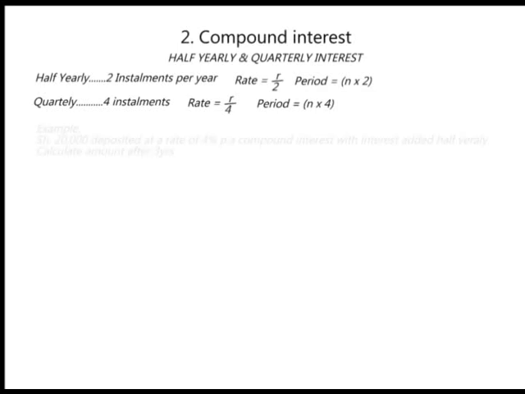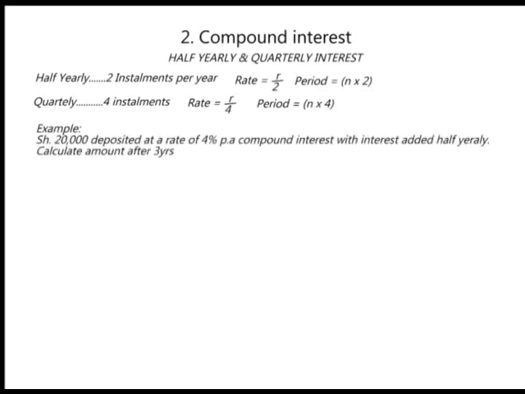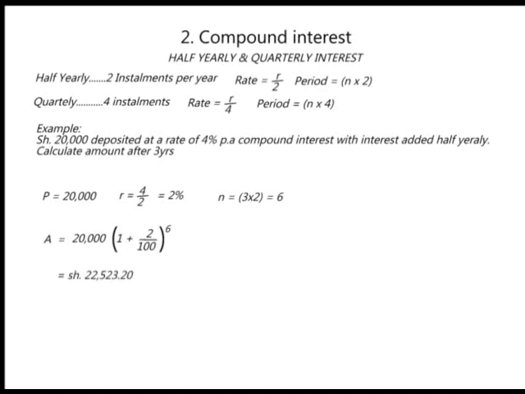For example, if 20,000 is deposited in a bank at a rate of 4% compound interest with interest added half-yearly, the amount after 3 years will be: principal is 20,000, R will be 4 over 2, which is 2%, N will be 3 times 2, which gives us 6 years. And so amount will be 20,000 into 1 plus 2 over 100 raised to power 6, and that will give us 22,523 and 20 cents.